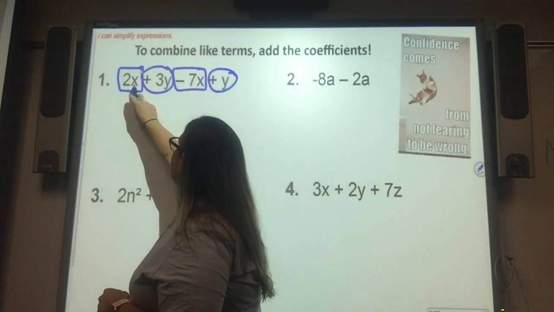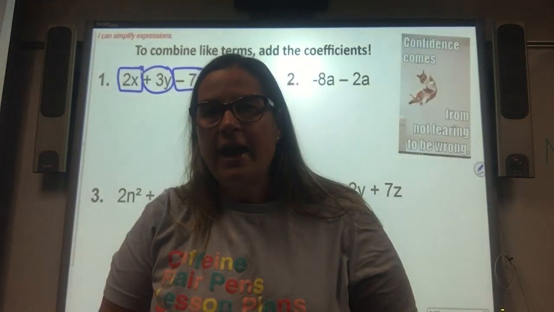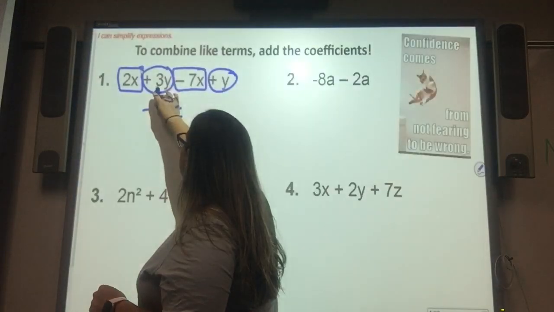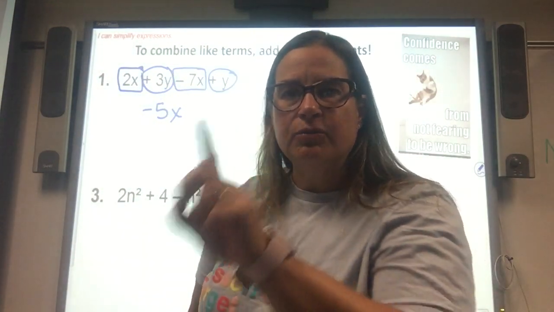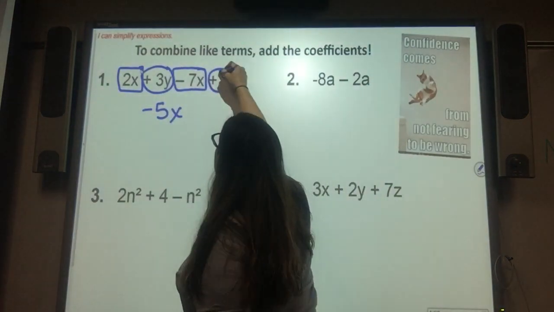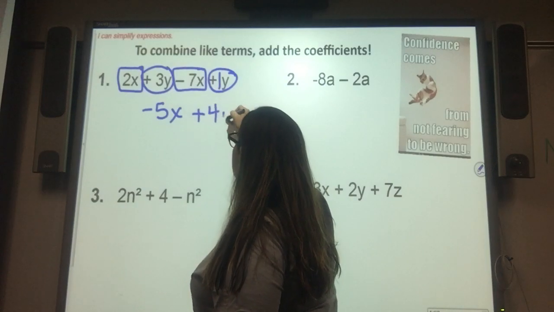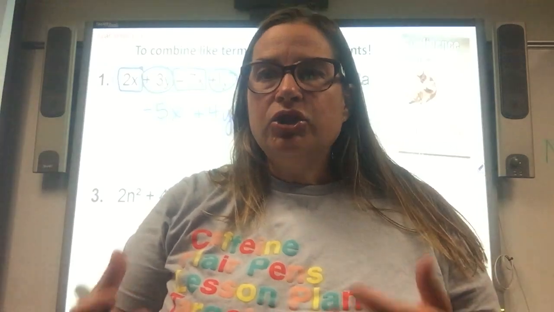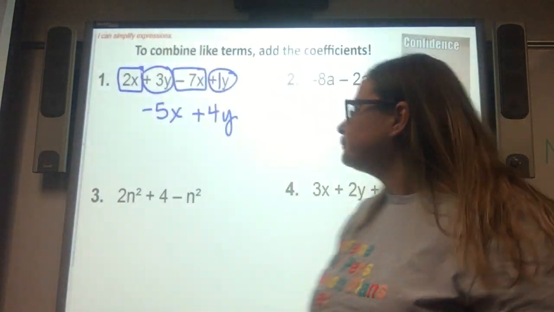So I have 2X minus 7X. 2 minus 7 is negative 5, so negative 5X. And I have 3Y plus Y. If there's no number in front of the Y, we assume it's a 1, because anything times 1 is itself. So we're going to put a 1 right here. 3 plus 1 is 4Y. That is a simpler way of saying 2X plus 3Y minus 7X plus 1Y.